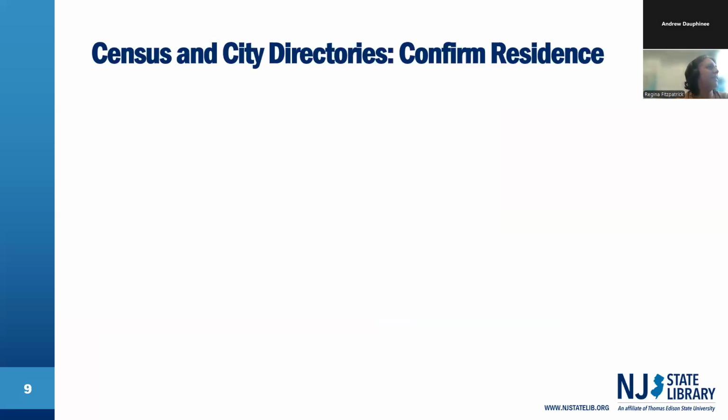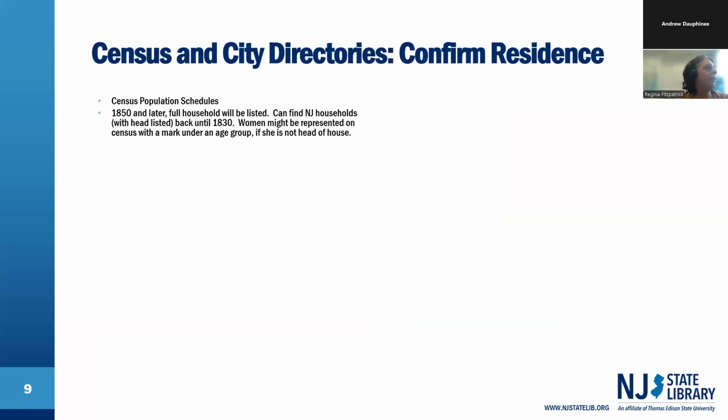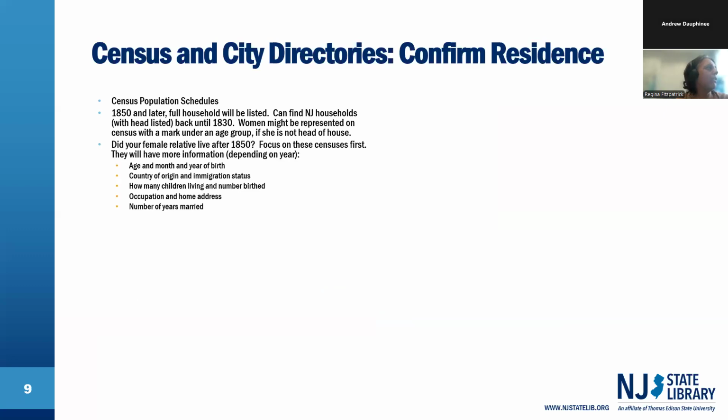So, censuses and city directories, I've already talked a lot about establishing residencies. These are fantastic tools to use. We are really lucky here in New Jersey because in addition to the federal censuses, we have the New Jersey state censuses 1855 to 1915. If you are looking on the 1850 census and after, and presuming your woman ancestor is married, that's fantastic because the entire household will be listed. And I'm assuming there that if she's married, she is not the head of house.